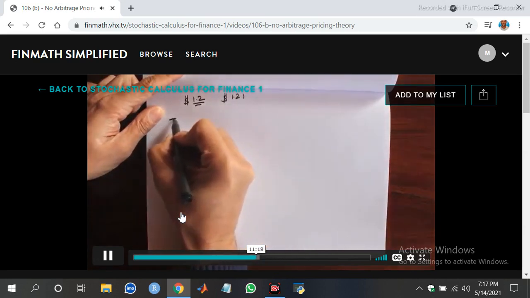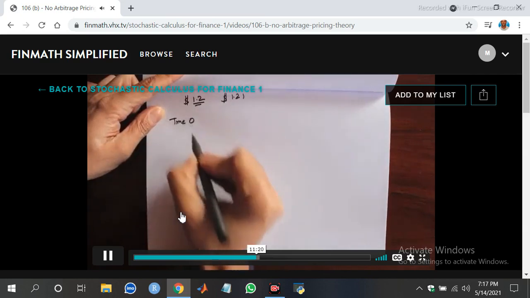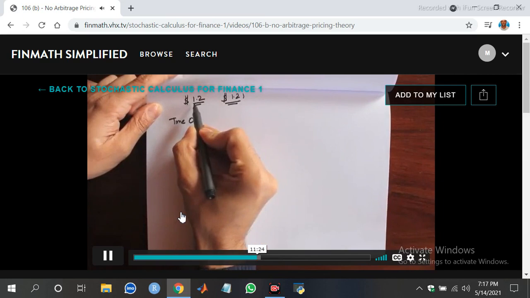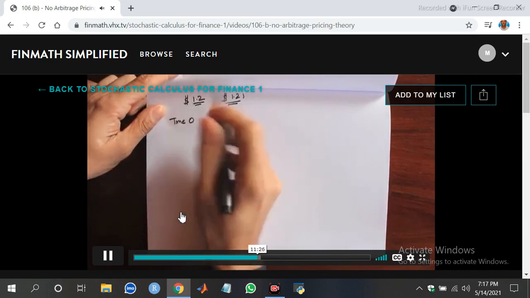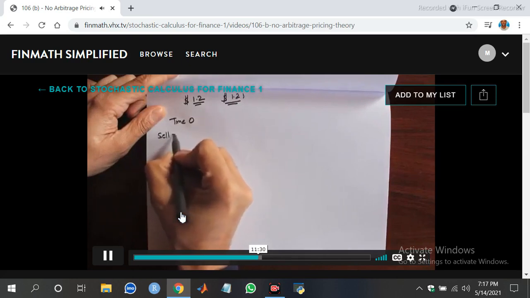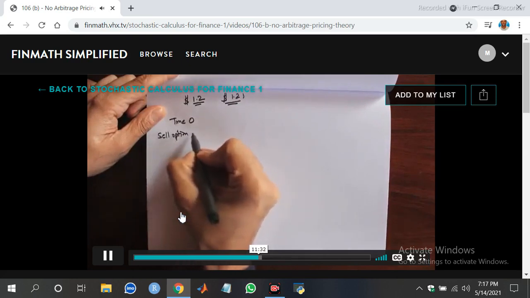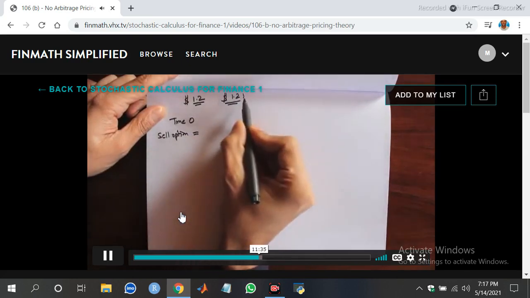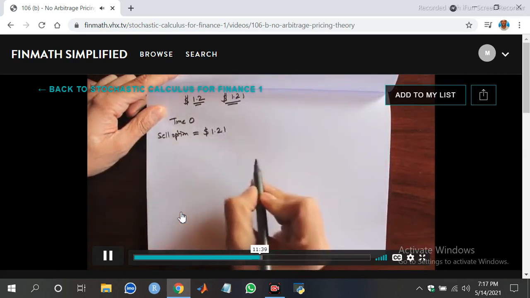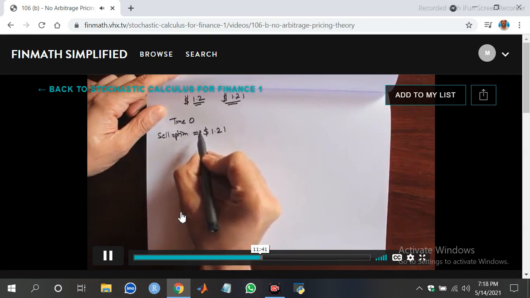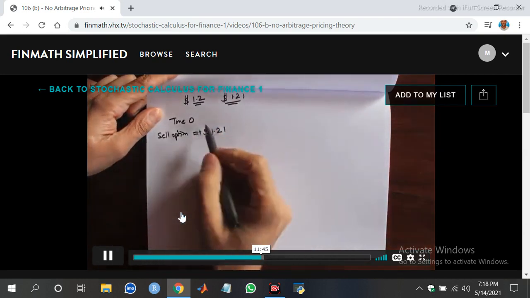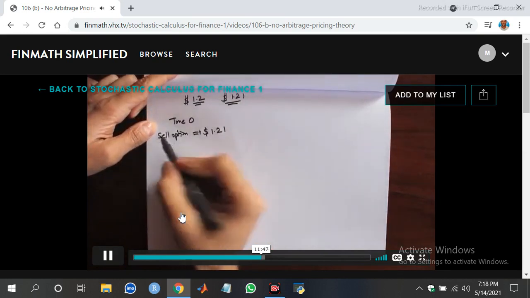Okay, so let's say we are at time 0. Because the option is trading higher than what our model suggests, let's sell this option in the market. So sell the option in the market at time 0. How much money will we get if we sell the option in the market? We'll get $1.21 today. It's a positive number because it's a positive cash flow. We're getting $1.21.